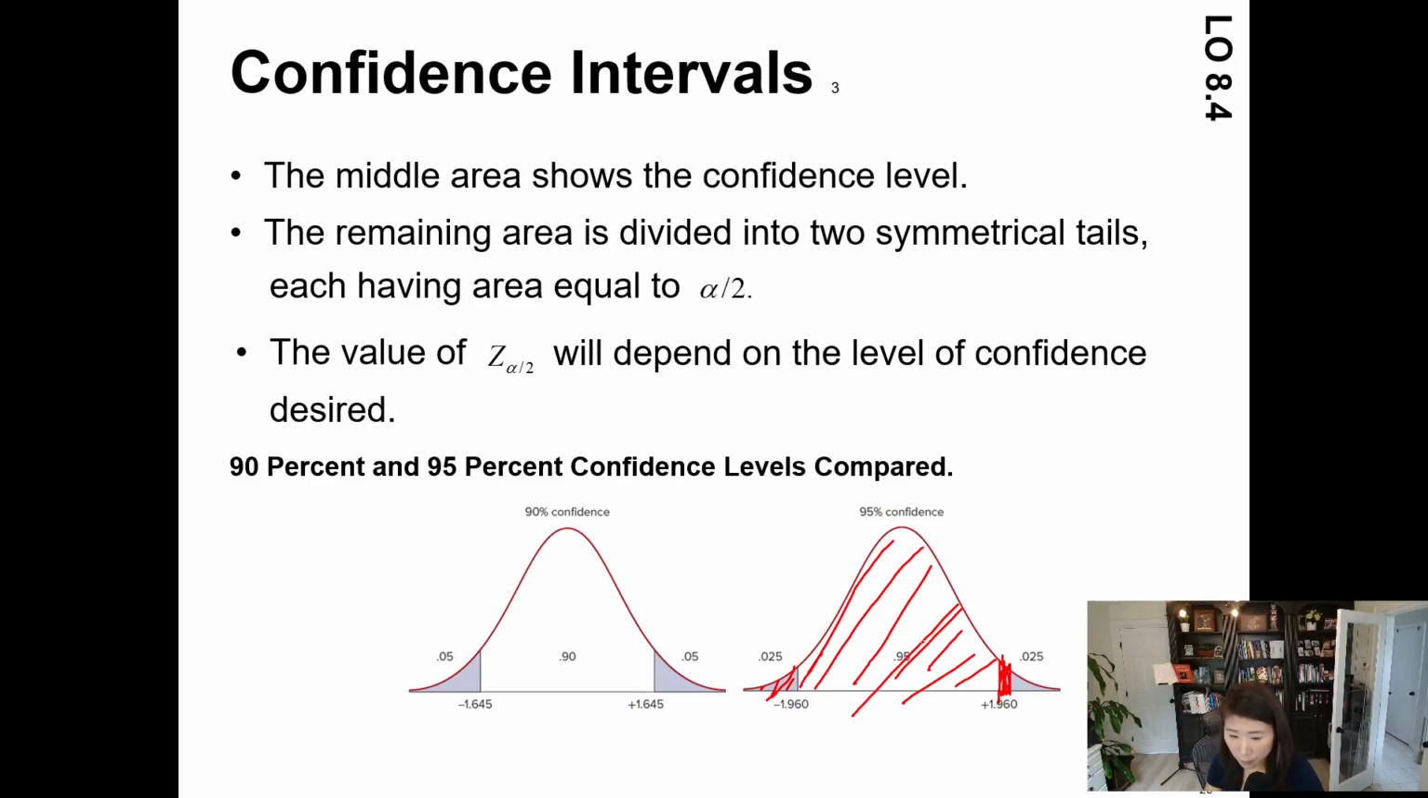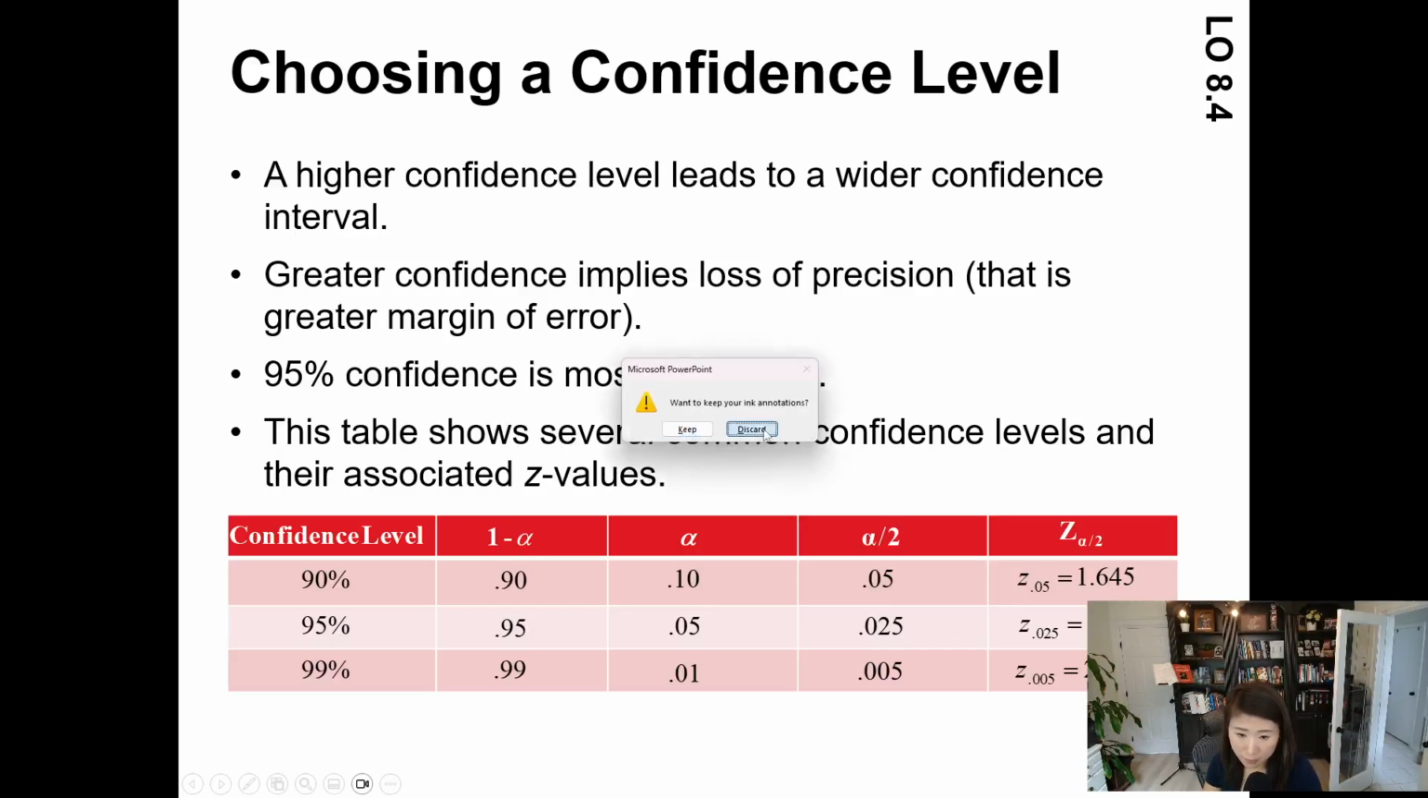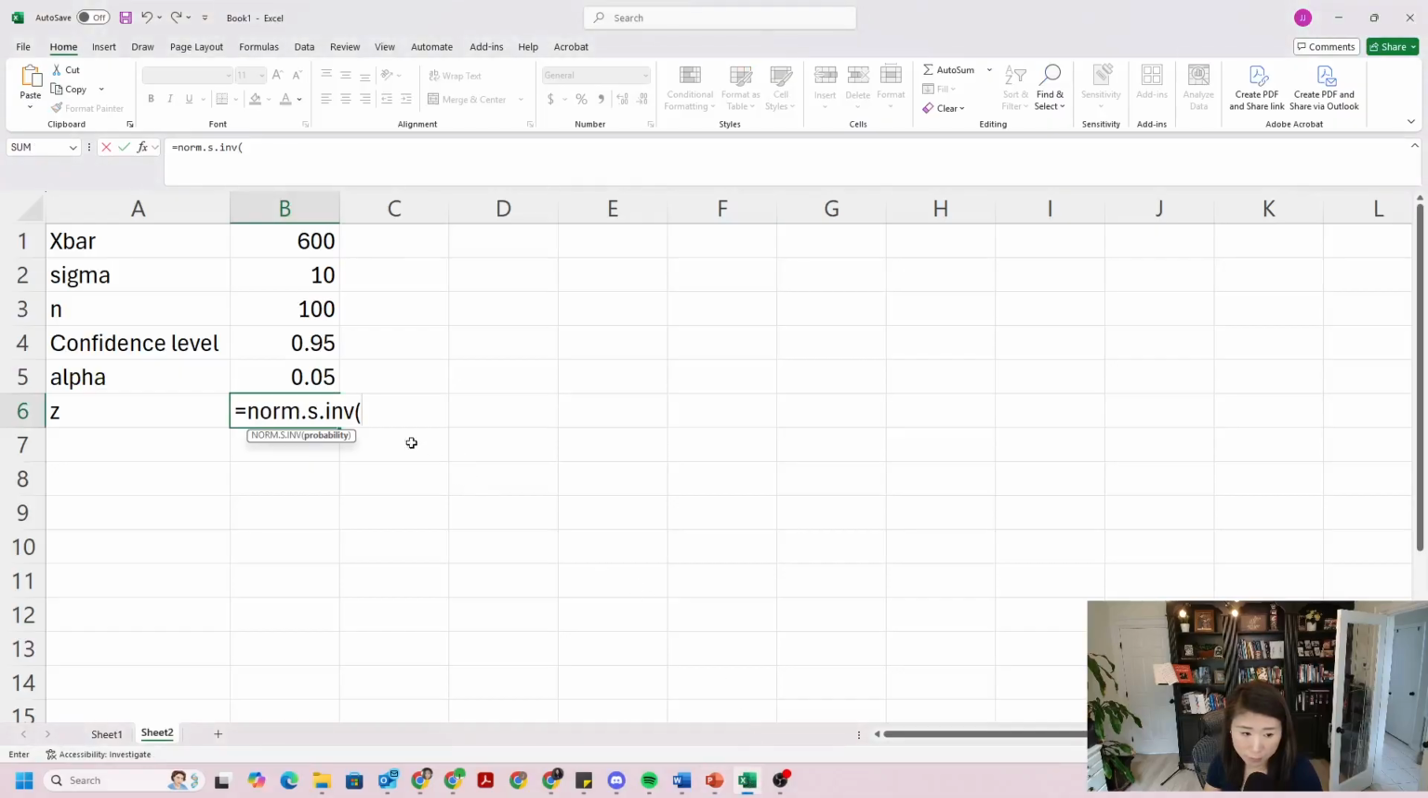So therefore, what you need to use inside that norm.s.inv will be your confidence level plus half of your alpha's value. That will give you the value you need to use for the Excel formula. Okay, now let's go back to Excel to figure out what we're going to put in here.